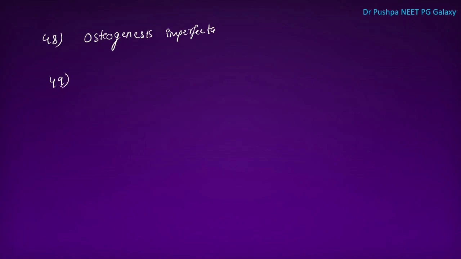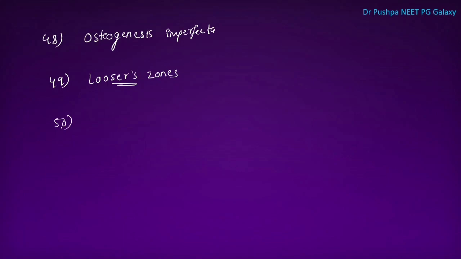Next one is, what is the X-ray hallmark of osteomalacia? That is Looser's zone. Looser's zone is the X-ray hallmark of osteomalacia. These are ribbon-shaped translucencies.